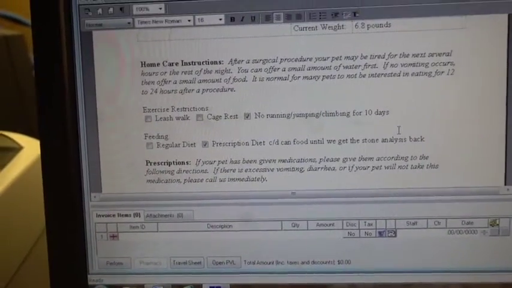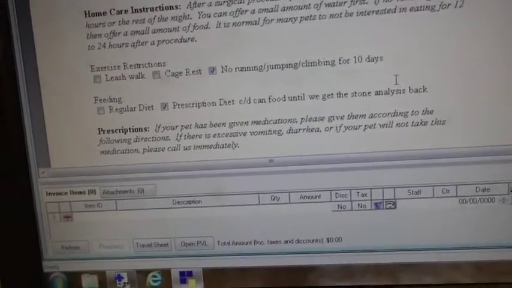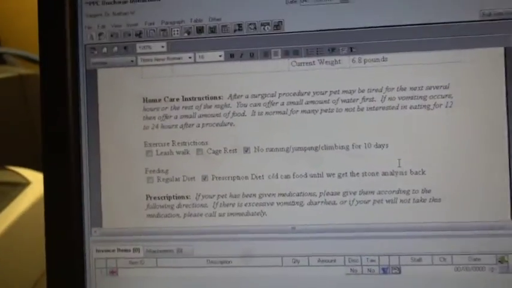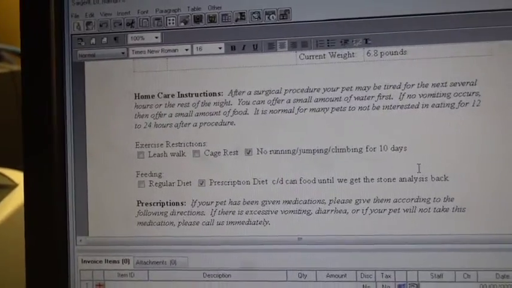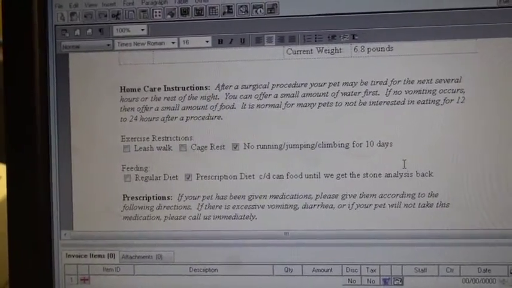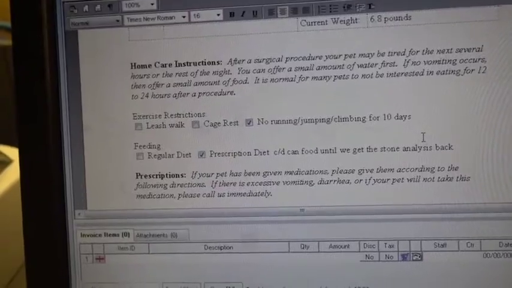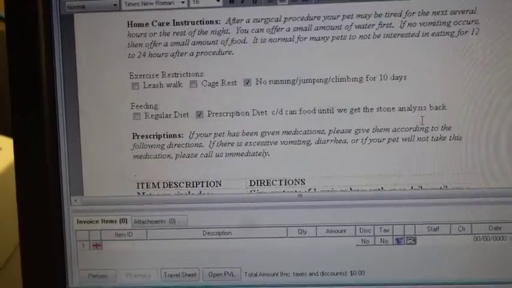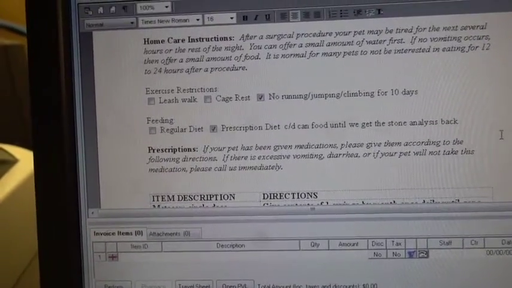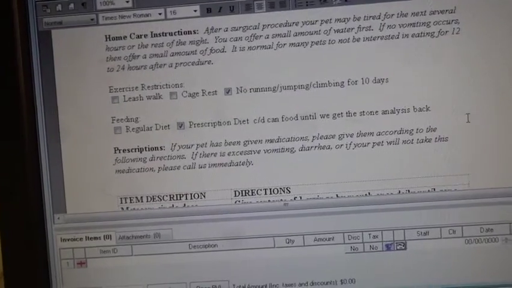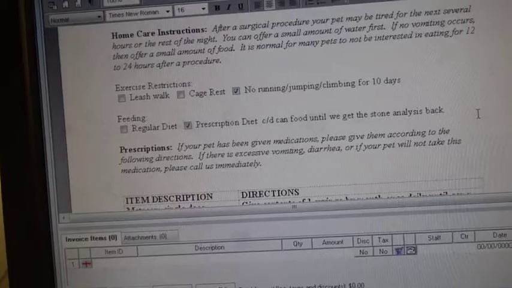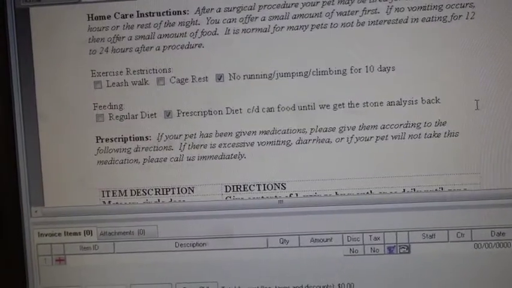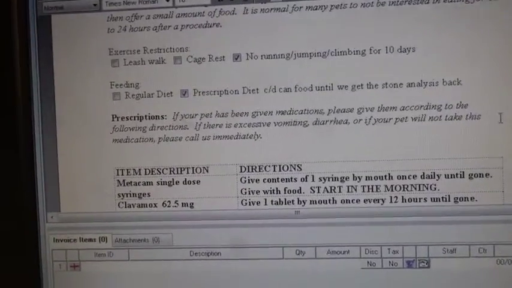Exercise restrictions, we try to explain to clients to try to keep their pets restricted for as long as possible after going through a surgery. It'll also explain types of food that they need to eat. This dog had a cystotomy, so it's eating a urinary food that we scripted out, that we explained to the patient.